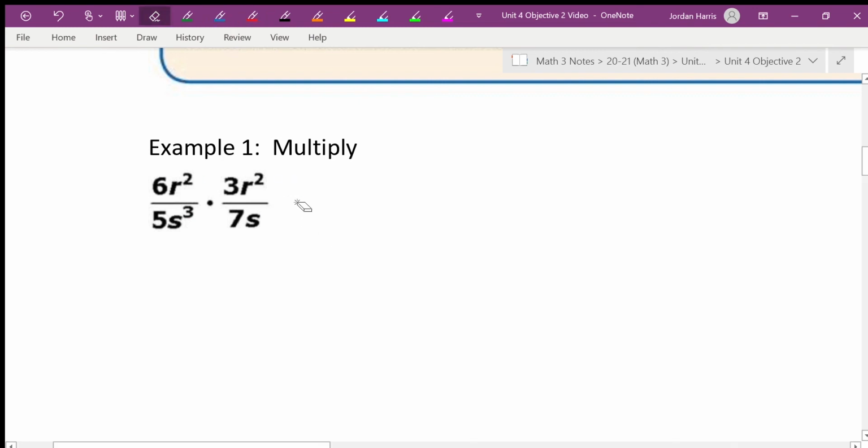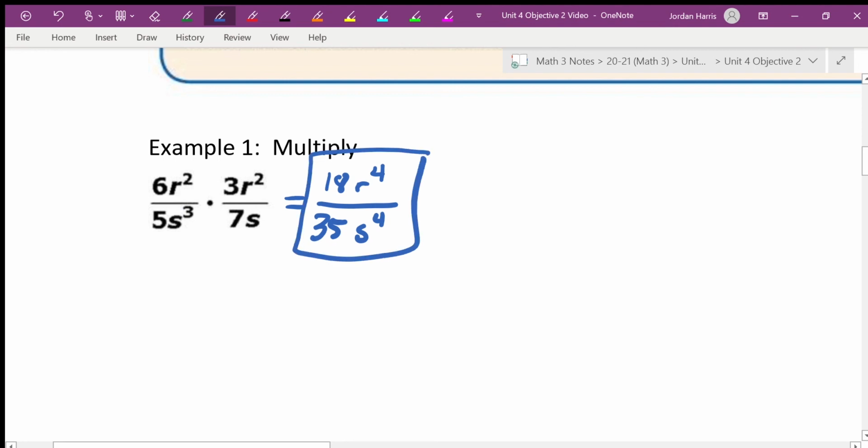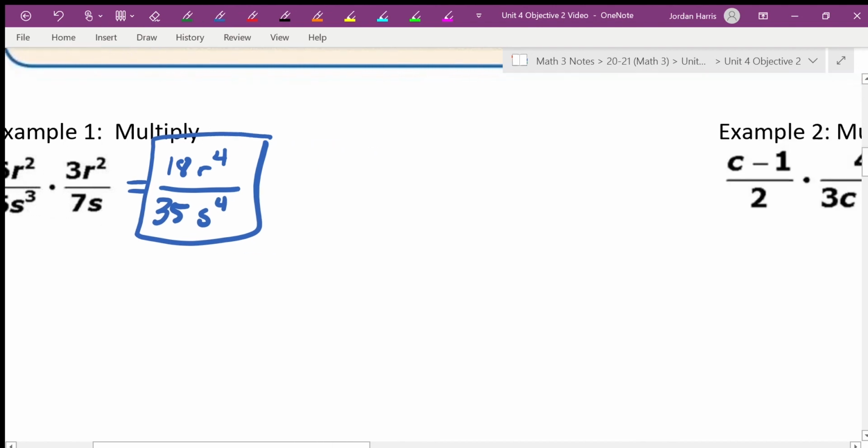So in this case, we have 6 times 3, which is 18, r squared times r squared, which is r to the 4th, right? 2 r's and 2 more r's makes 4 r's total. Kind of count, that's kind of what the exponents do, is count how many there are. 5 times 7 is 35, s cubed times s is s to the 4th. And they have nothing in common, so that's it, we're done. Easiest one, didn't simplify, single terms, little too easy if you ask me.